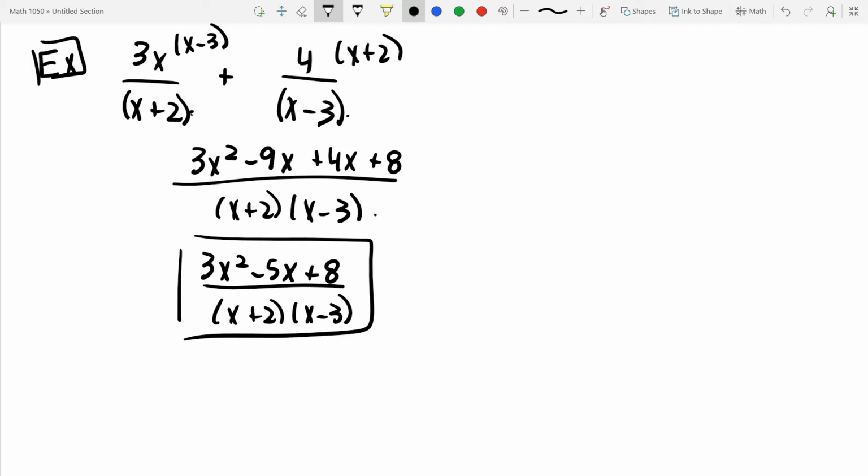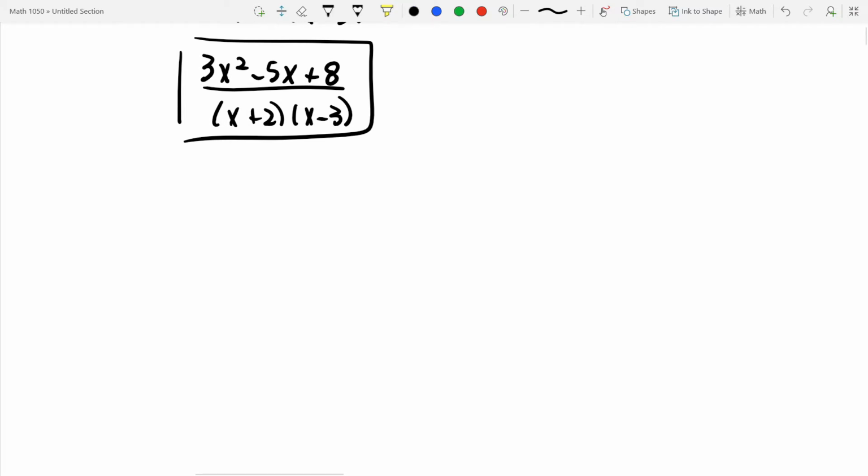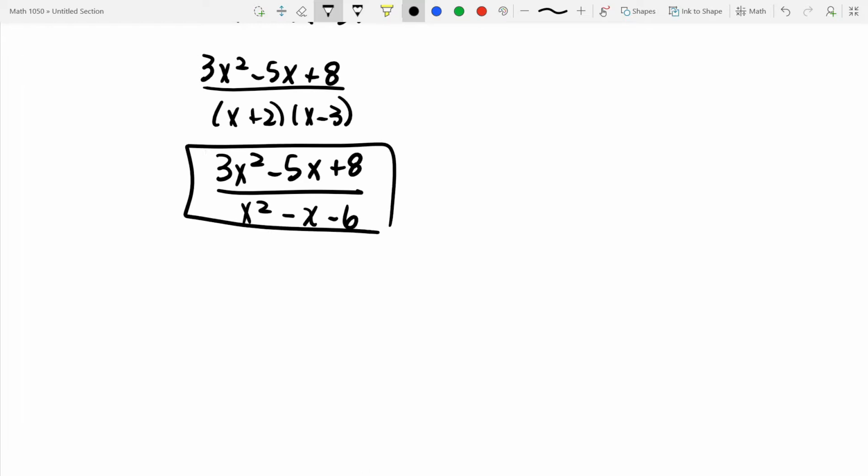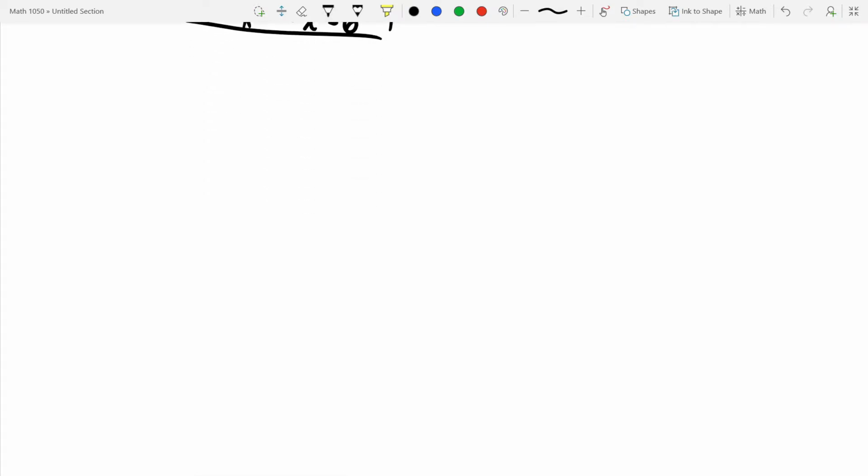If the directions do say simplify, then that is not really simplified, because you still have parentheses around the bottom. Normally on these problems you don't have to do this, but if I did multiply out the bottom, it would be x to the second minus x minus 6, and just like the last problem, nothing cancels. Okay?